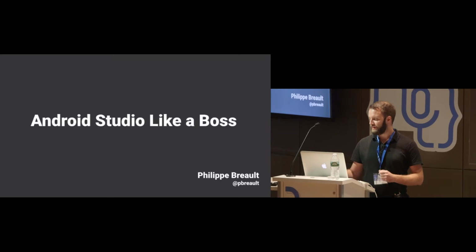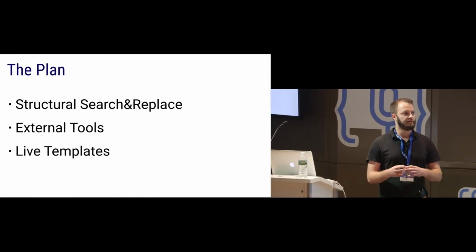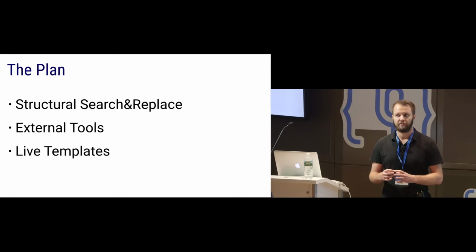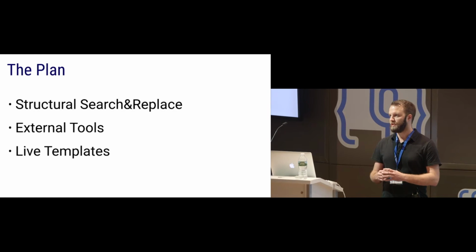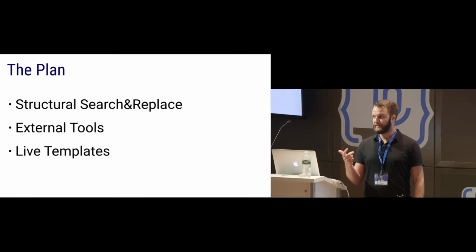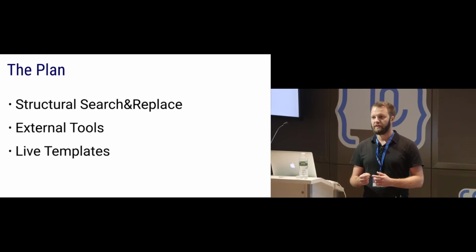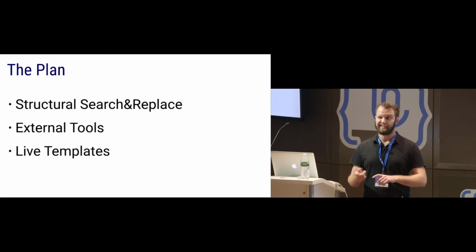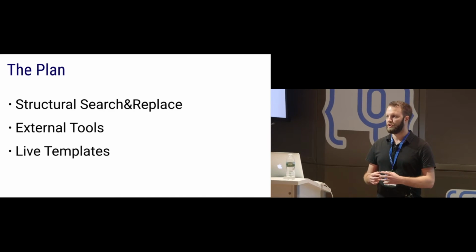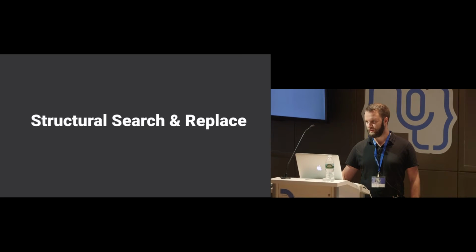So today we're going to be talking about Android Studio. And the way these talks usually go is that you'll have like 40 minutes and try to cram in about 200 tips. Today we're going to talk mainly about three broad subjects, which are Structural Search and Replace, which is a great way to reason about your code and find stuff while being aware of the Java syntax; external tools, which is a great way to interact with tools that exist outside of your favorite IDE; and live templates, which is a great way to just generate code. So let's start with Structural Search and Replace.